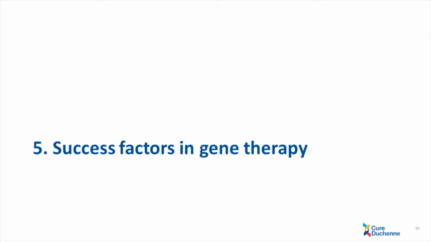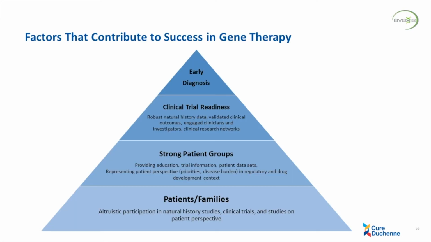I was asked to comment on what some of the success factors may have been for these recent gene therapy approvals. I think it starts really with collaboration. It starts with the patients and the families, with people who altruistically participate in natural history studies, in clinical trials, and studies on the patient perspective. Without that, I think we would not be where we are now in some rare diseases, neuromuscular diseases. So, thanks to everybody who has done this, and people have often participated in studies when there was no treatment, but it still helps and gets us where we are now.